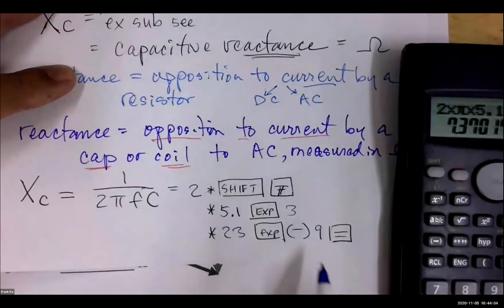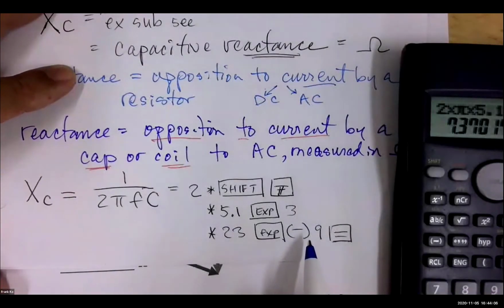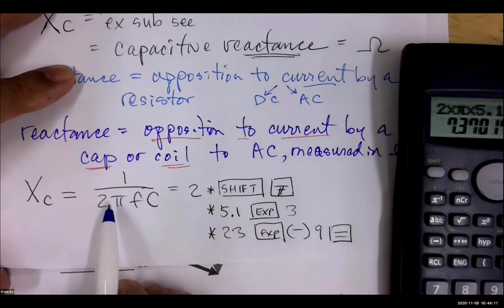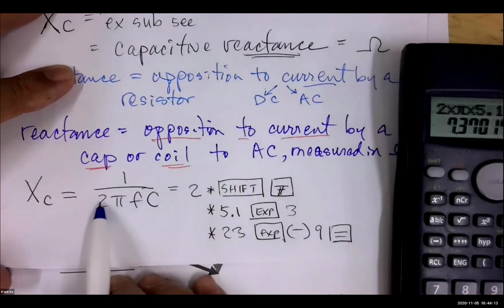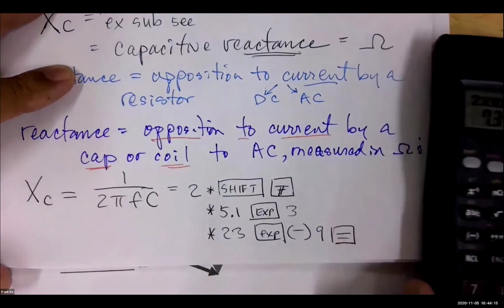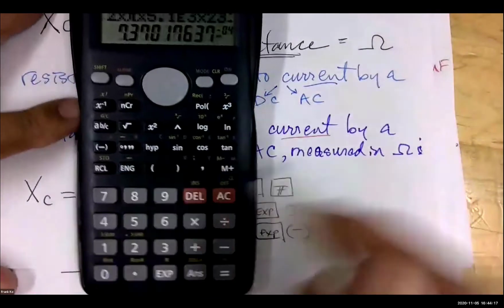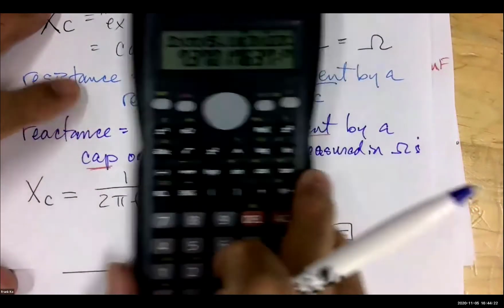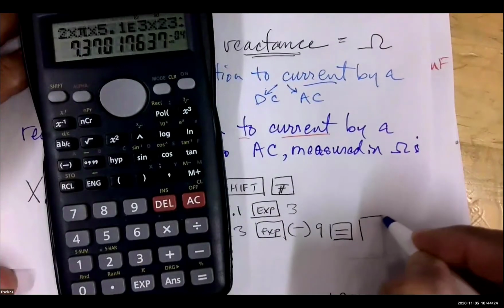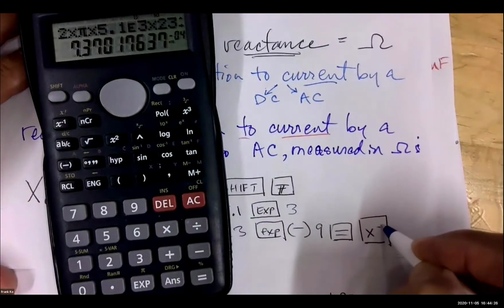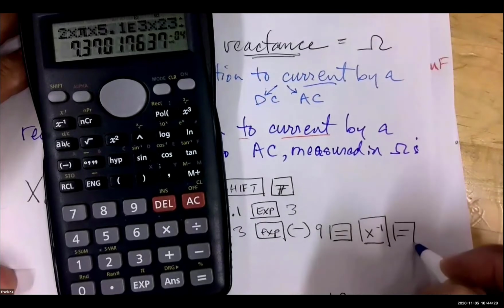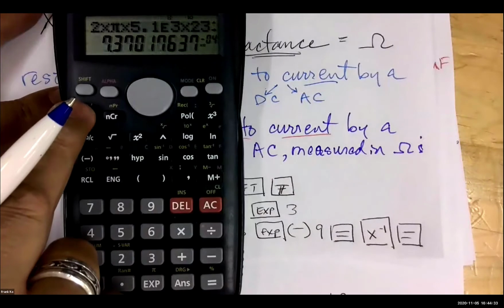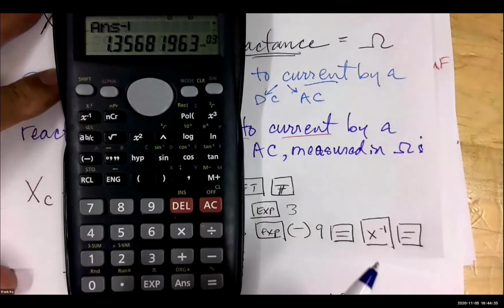What did I just calculate, my friends? Is that my reactance? No. What I just calculated was the stuff underneath the 1 divide by. How do I divide this back into 1? There's a magic key called your reciprocal key, which is this guy right there. After you hit equals, you hit your x negative 1, and then hit equals again. So I will hit the x negative 1 key right now, and hit equals again.